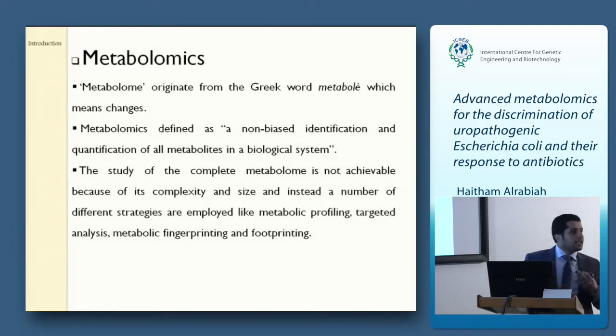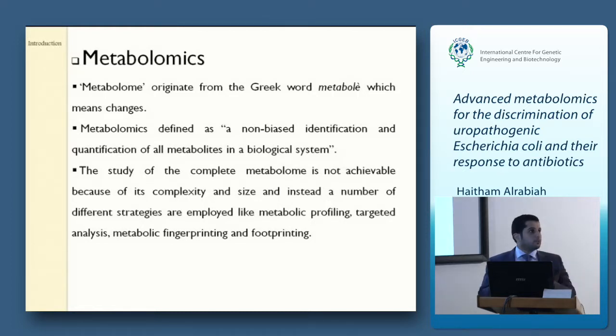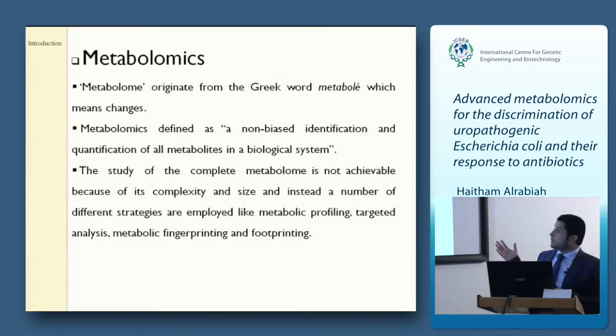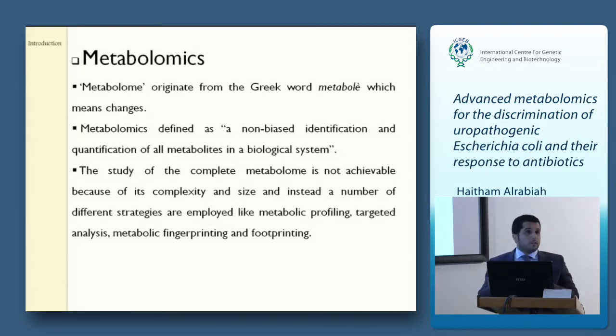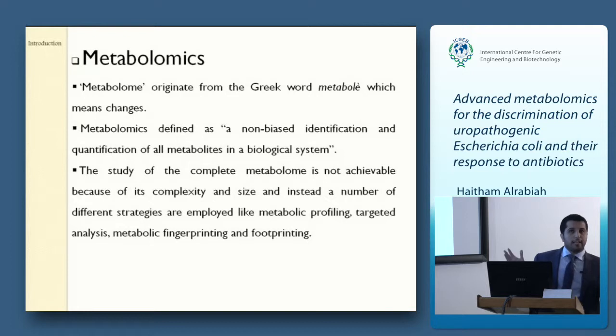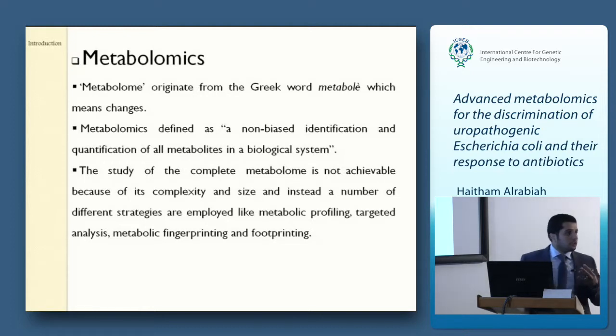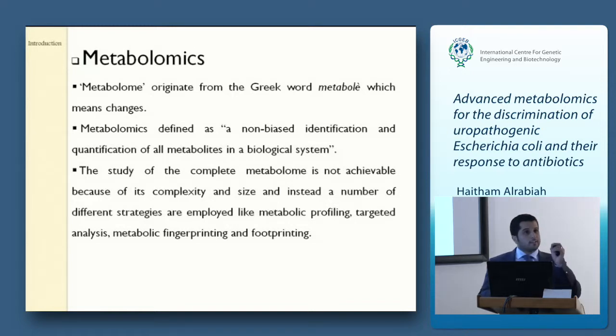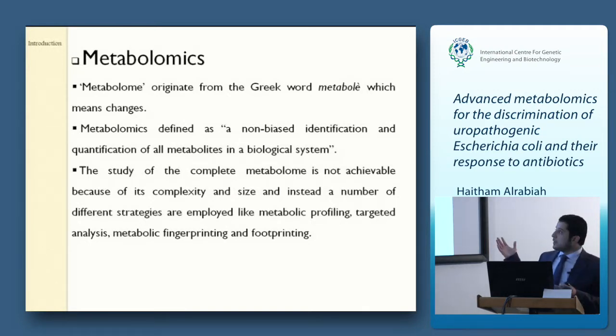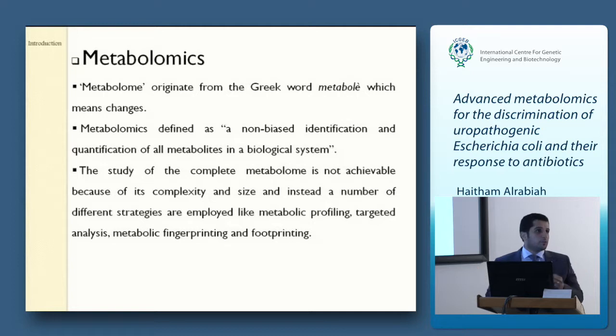Therefore, several techniques are used instead of trying to detect the whole metabolome, like metabolic profiling, which detects a wide range of metabolites that either correlate to a specific metabolic pathway or share similar chemistry, for example in terms of polarity. Or targeted analysis, which mainly concentrates on a single or highly correlated metabolites and requires additional sample preparation. Metabolic fingerprinting and footprinting actually require minimal sample preparation and are mainly used for classification and discrimination.